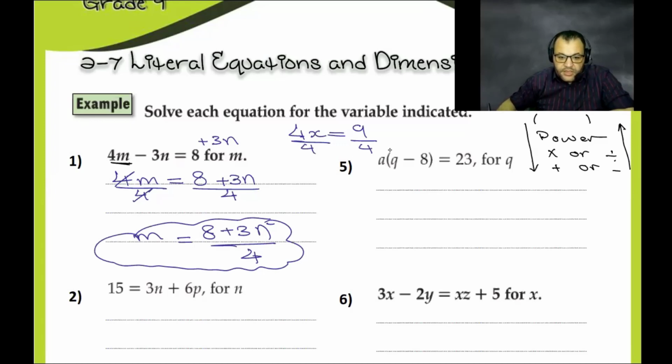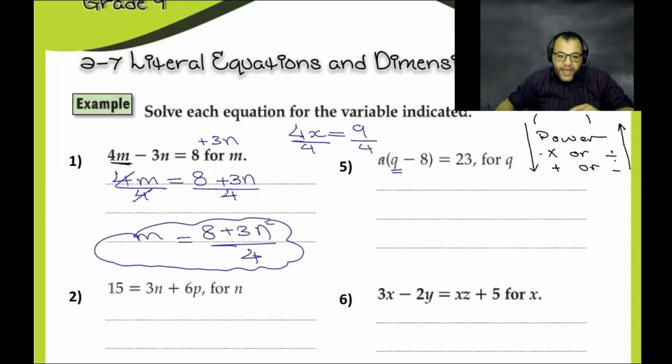Again, for this one we need to solve. Now we have 8 times, then open a bracket, Q minus 8, equals 23. We need to solve for Q. So what will be the first step? We're looking for plus and minus. Is there plus and minus here? No, but the plus and minus is inside the bracket. Anything inside the bracket, don't look at it. Is there any plus and minus outside the bracket? No. Is there any times or divide?